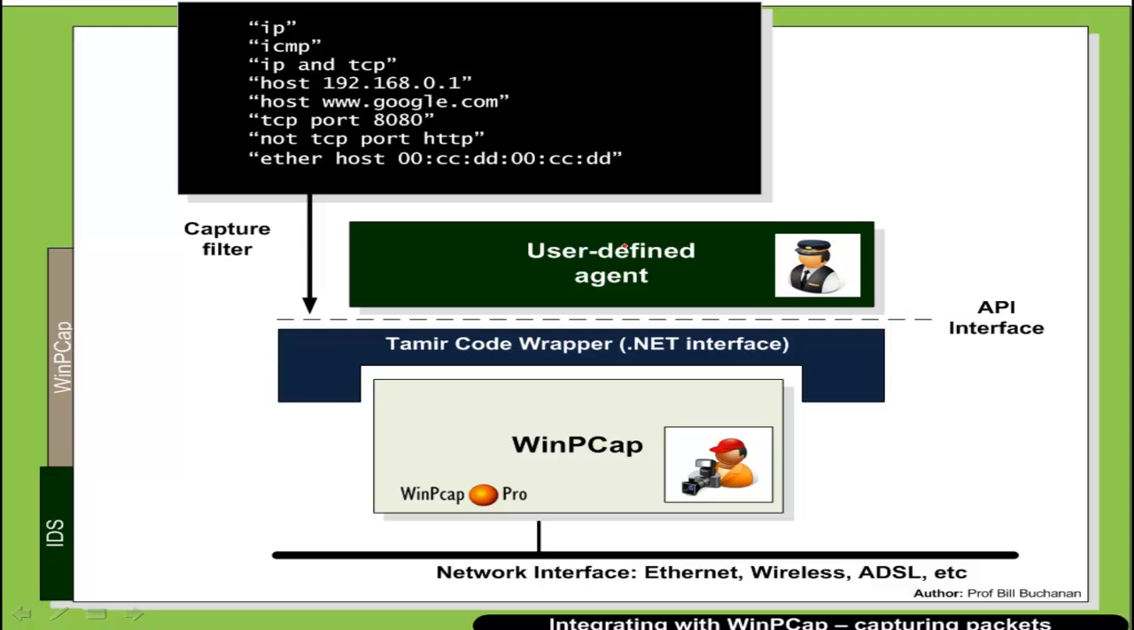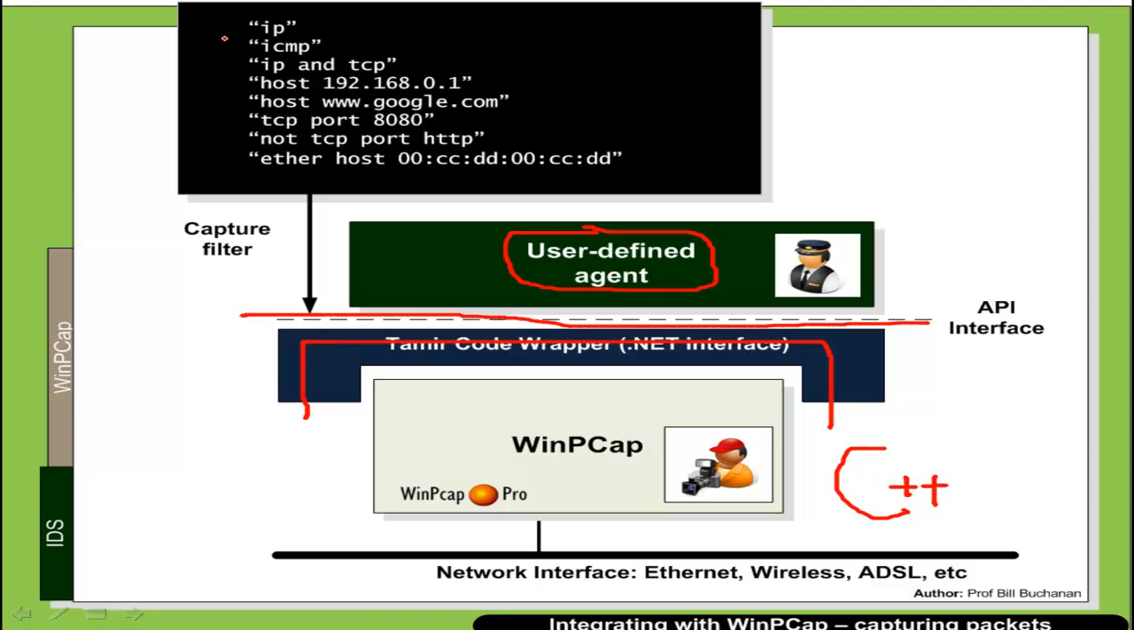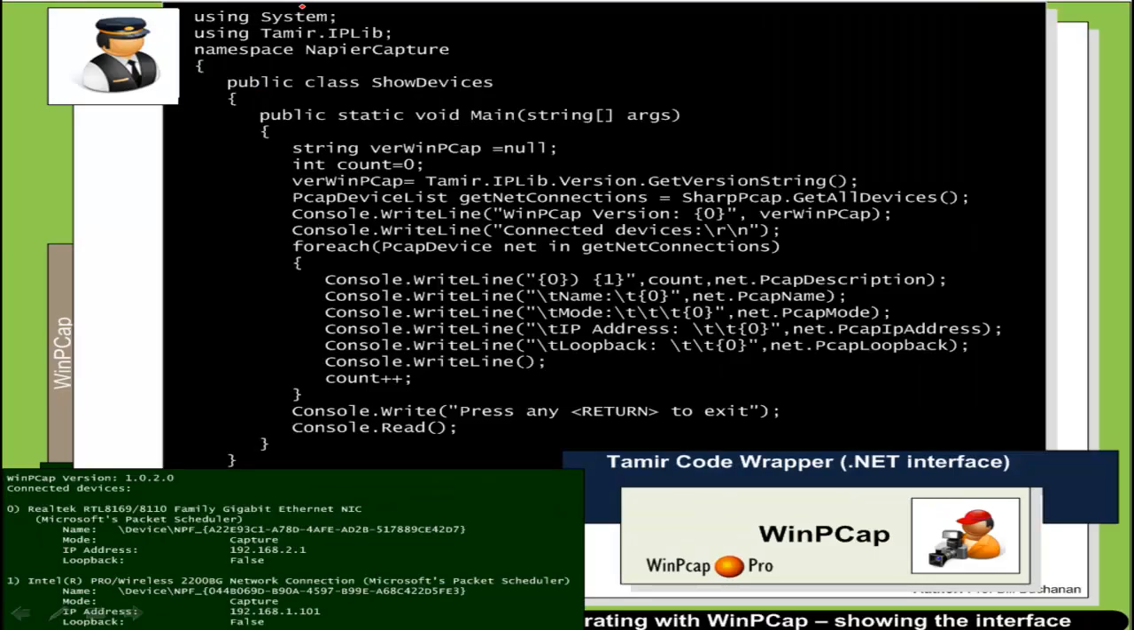It is also possible to define our own agents by building on WinPCAP. WinPCAP itself is built on C++, so it is possible to use a .NET wrapper to make it easier to use. This allows us to get an API interface. Then we can define our own string to define what's actually captured. This shows a simple example of how we can show our network connections. In this case, it gets each of the network connections that we have and displays its name, the mode, the IP address, and whether it's a loopback address or not.